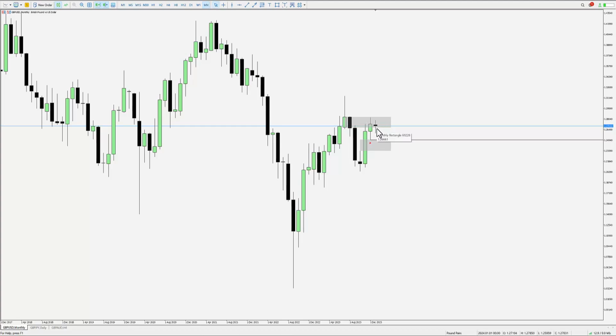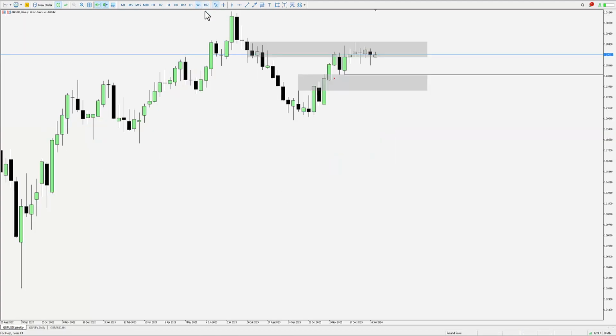Shorting opportunities are ideal on lower time frame. So you need to see a clear market maker buy, market maker sell model on say H4 time frame or even on daily time frame. If you look at the weekly chart, we're just consolidating. Market is consolidating right there.